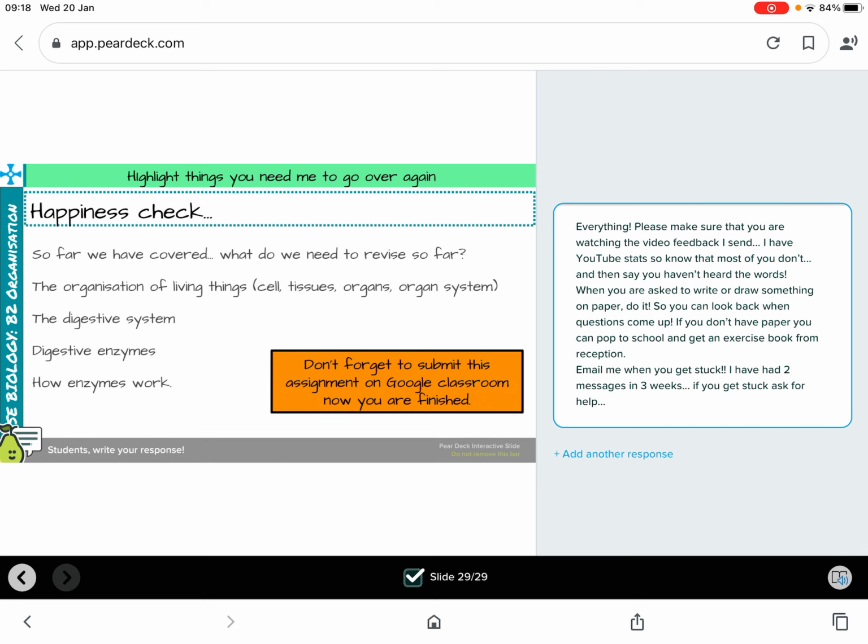Now, happiness check. So far we've covered the organization of living things, digestive system, digestive enzymes, and how enzymes work. The organization part, everyone seemed fine with. No one highlighted that. But the digestive system, enzymes, all highlighted. But I would like to point out a few things.